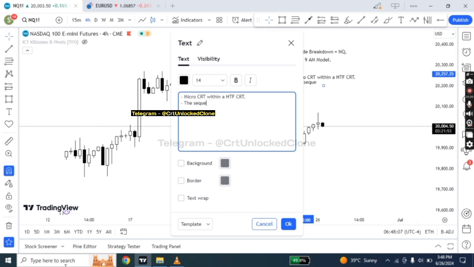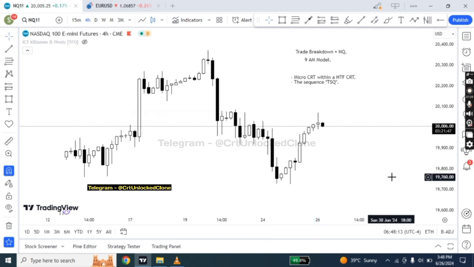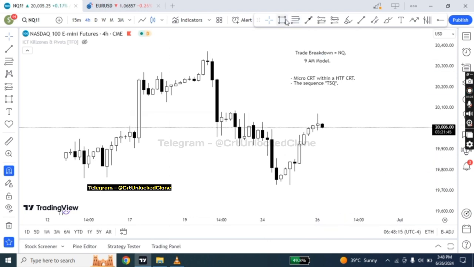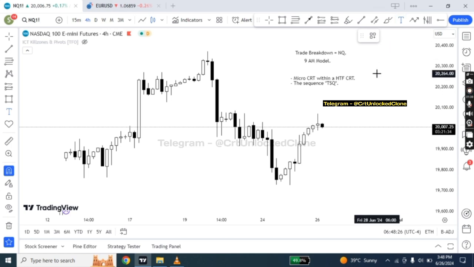Now, we'd also be discussing some parts of TSKO, or the sequence as well, which is basically the sequence of moves that occurs or forms inside a CRT before the target is reached. Now, TSKO has multiple sequences and I'm going to discuss it briefly here later in the video. But for now, let's get into the breakdown.